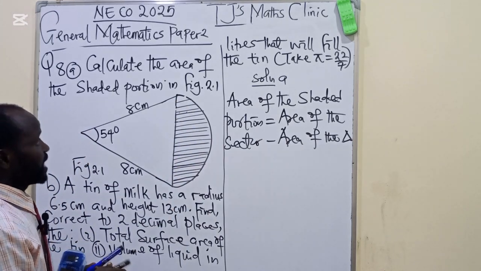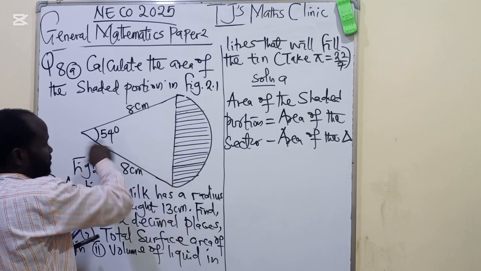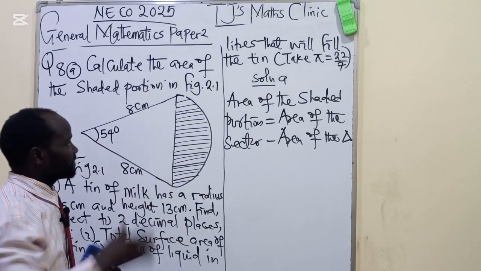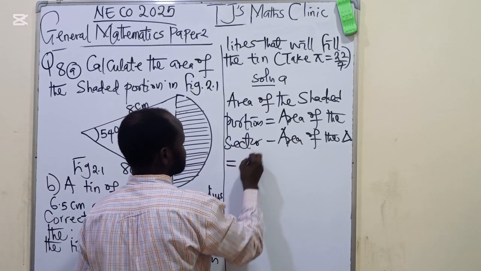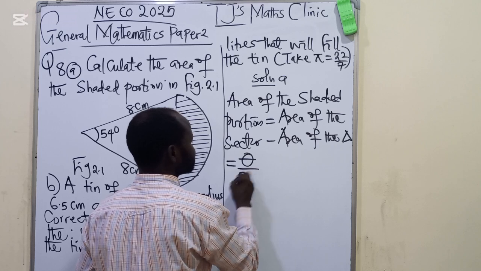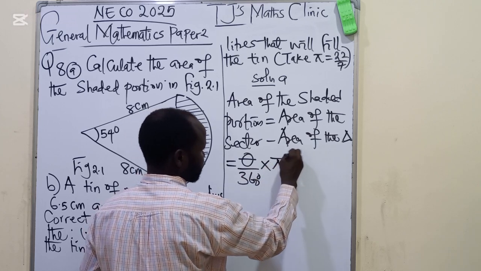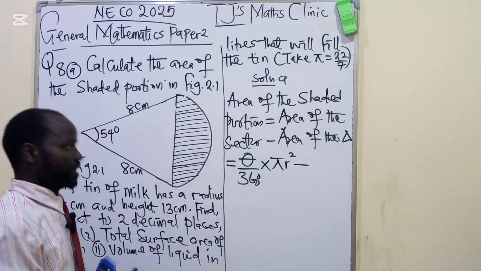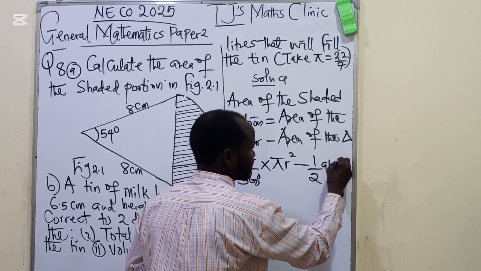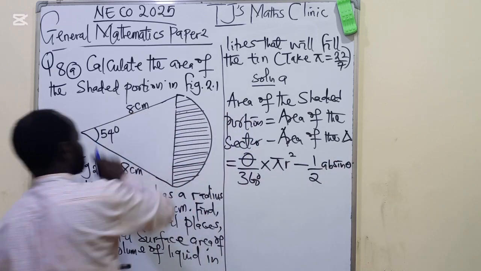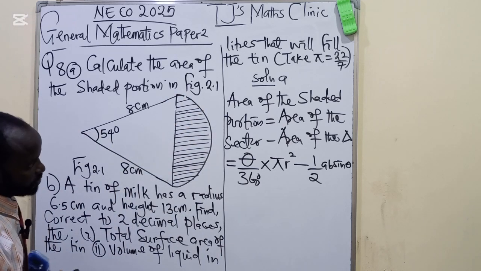Very important. The area of a triangle, when the two radii are given with the angle, is given as half AB sine theta. Area of a sector is given as theta out of 360 multiplied by pi r squared, minus the area of a triangle, which is half A times B sine theta, where theta is the angle subtended by this arc. So this is the formula we're going to use.